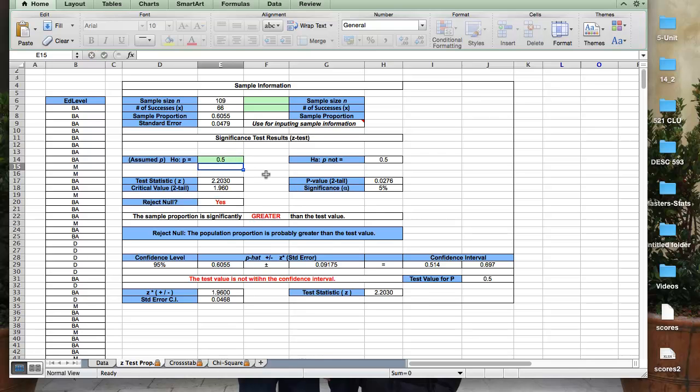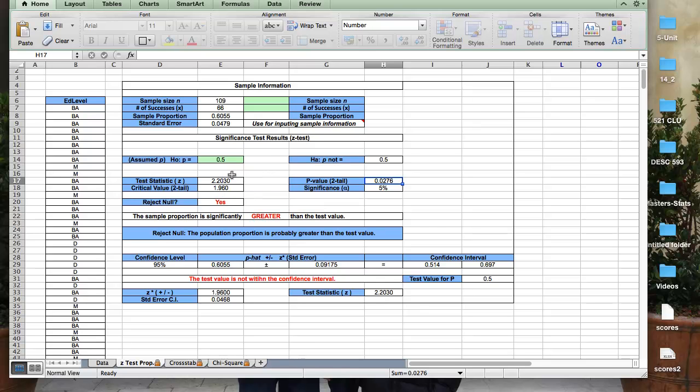We're comparing p hat statistically to an assumed population proportion of 50%, and we'd like to know the probability that a random sample of 109 will have a p hat value of 60.55% when the population has a true proportion of only 50%. And we could see from the two-tailed p-value that this p hat is rather rare if, in fact, the true population proportion were 50%. So we clearly can reject that null hypothesis.